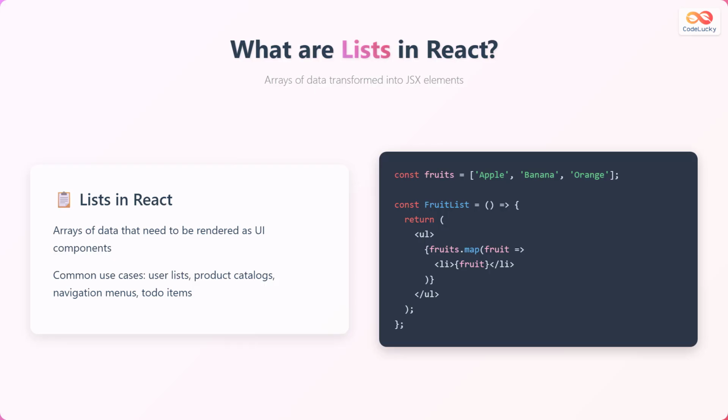Lists are essentially arrays of data that you want to display as user interface components on your web page. Common examples include user lists, product catalogs, navigation menus, and to-do items.